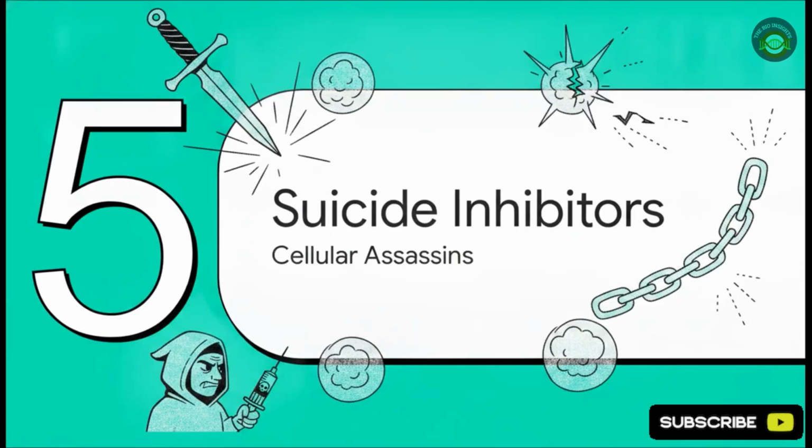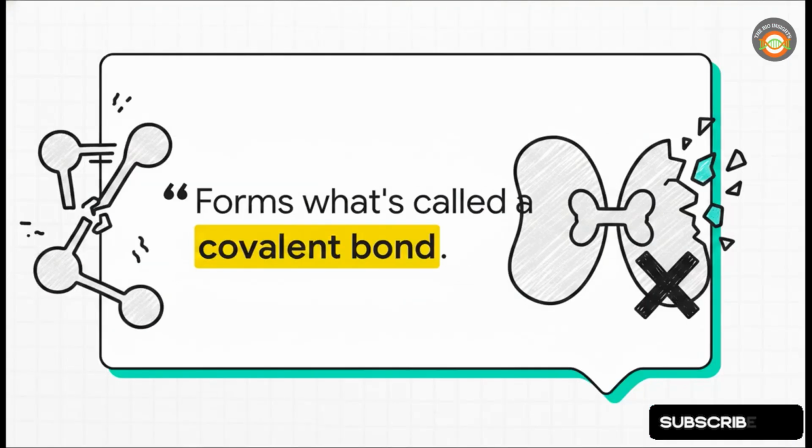Section 5. The suicide inhibitors. The assassins. Okay, we are entering the permanent zone now. The secret to this level of destruction is the formation of a covalent bond.